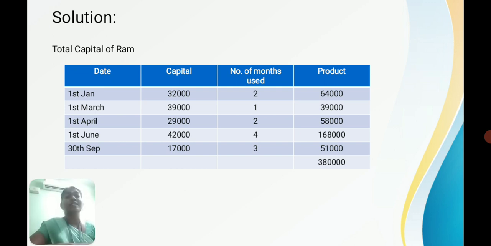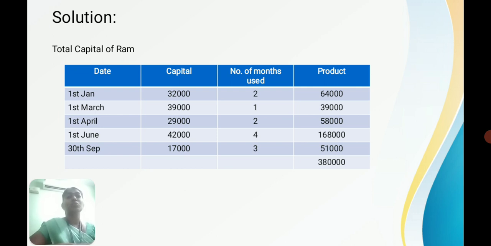On 1st March the capital amount is changed to 39,000. This amount is used till 1st April. So the amount is wholly used for 1 month, and the product for March is 39,000. Next, on 1st April the capital amount is changed to 29,000, because they have made 10,000 drawings. So we deduct the 10,000 from 39,000 and get a capital of 29,000. From 1st April to 1st June, that is April and May, only 2 months we use the 29,000 amount, and we get a product of 58,000.